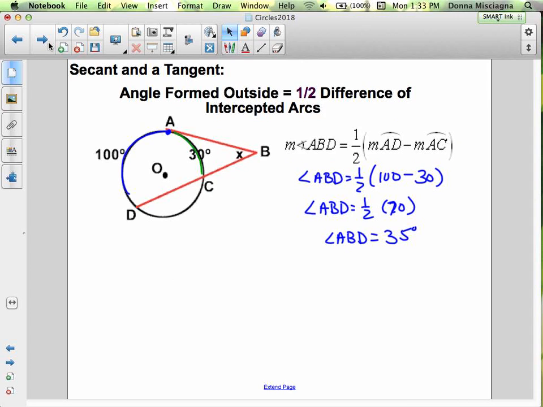All right, this one I already did in the Nearpod, I believe. So it doesn't matter if it's a secant and a tangent, two secants or two tangents. The angle is equal to 1/2 large arc minus small arc. Let's go on to the next one.